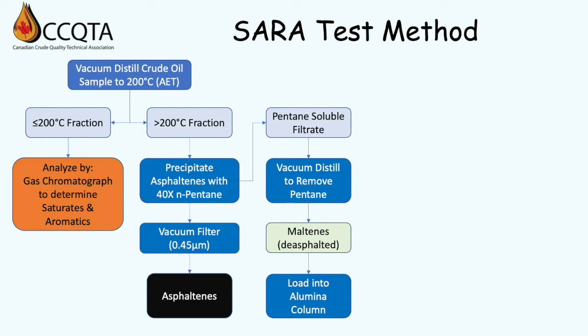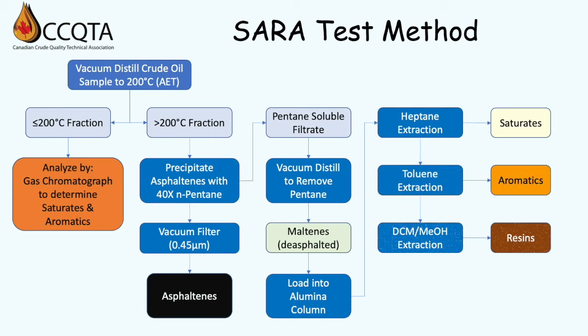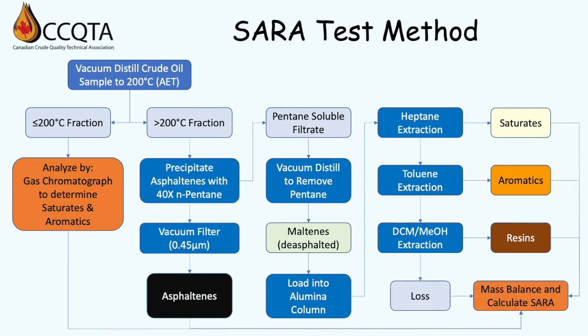Successive solvent extractions based on polarity and solubility are then used to separate the remaining fractions. First, with heptane to extract nonpolar saturates, then with toluene to extract aromatics, and finally, a highly polar mixture of dichloromethane and methanol is used to extract the resins. All of these fractions, including any mass loss, are then combined to calculate the SARA results of the crude.